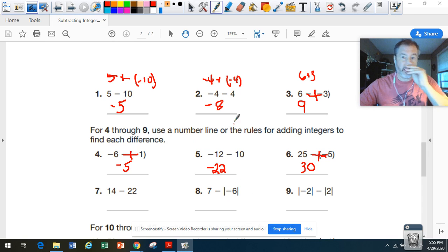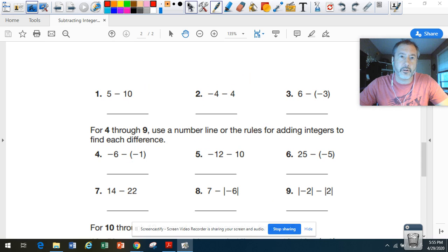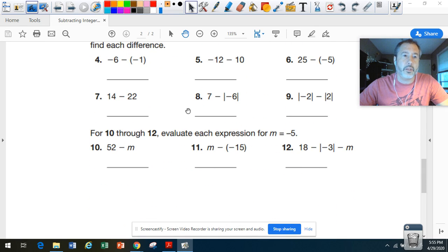Okay, let's see what we have here down at the bottom now. Let's scroll down here with number 7. 14 minus 22. Remember, guys, subtraction is nothing more than the addition of a negative number. This is the same as 14 plus negative 22.